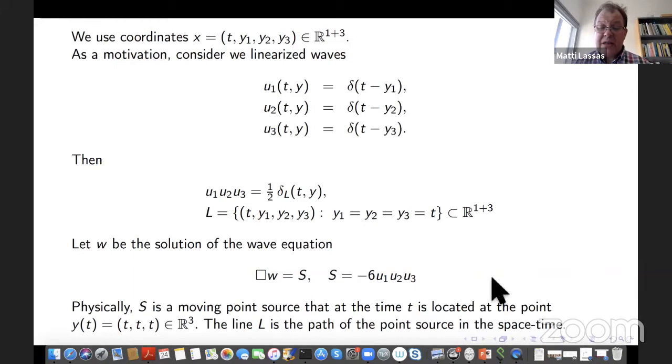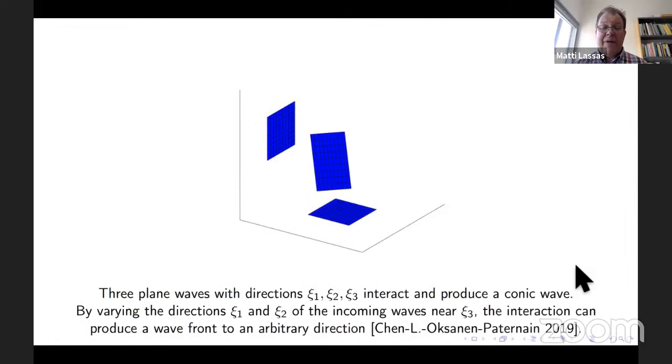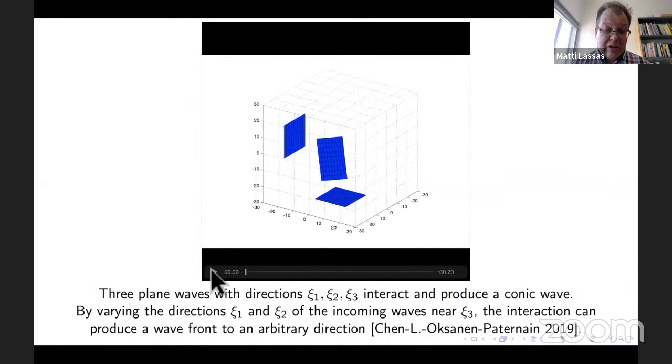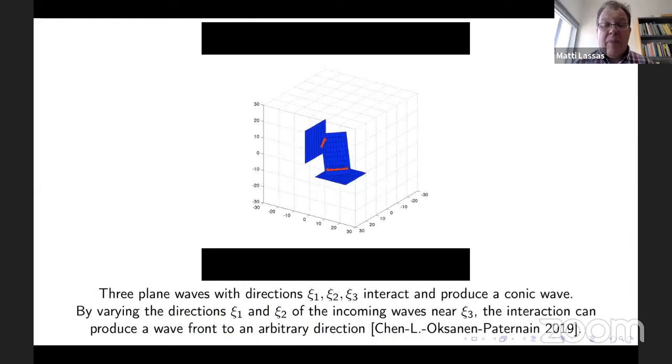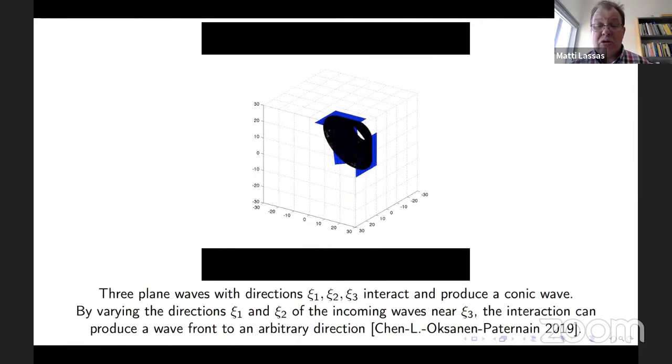Let's look at how the solutions look. So here we have now these three plane waves that start to move. They are plane waves. Let's look at what happens. This is just a visualization of these delta waves. When the planes start to intersect, when all of them intersect, they create a point in spacetime that is moving in time. And those create a point source. Like that. Now you see how this is a cone.